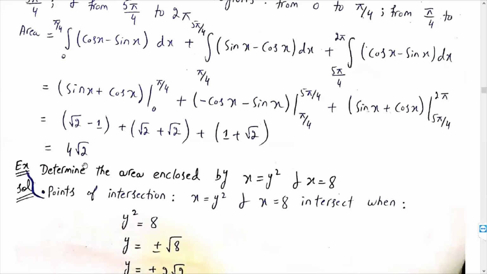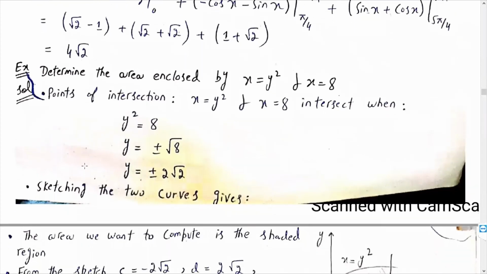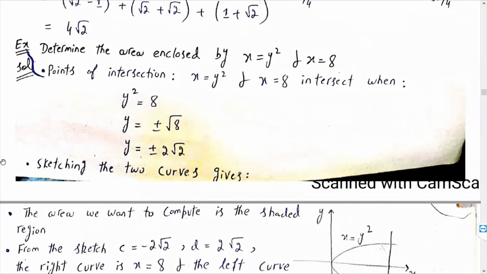Now this is an example on the second area problem. Determine the area enclosed by x equals y square and x equals 8. Now you can see clearly both functions are in terms of y. This means that this is the second area problem. So first find out the points of intersection by equating these two terms. y square equals 8. The value of y is plus minus 2 under the radical 2.